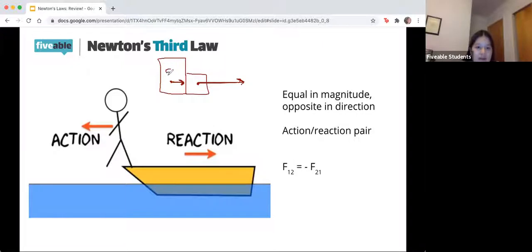I don't know why I keep picking 5. I'll just pick 5. I'm pushing this at 5. So this is just F. Actually, you know what? No numbers. F. There we go, because I want to deal with just variables. So I'm pushing this. This is my hand. I am pushing the box on the left with F.